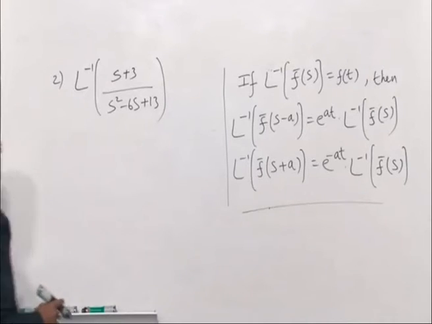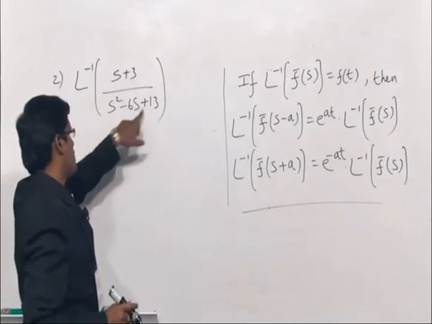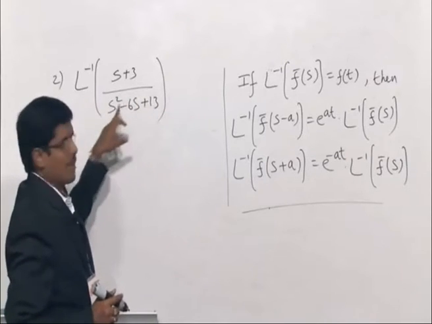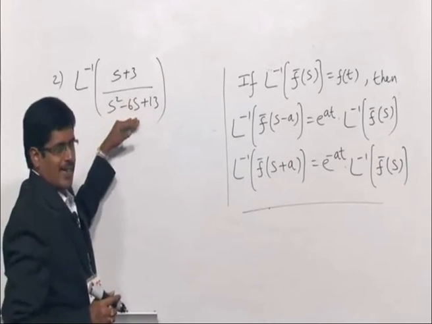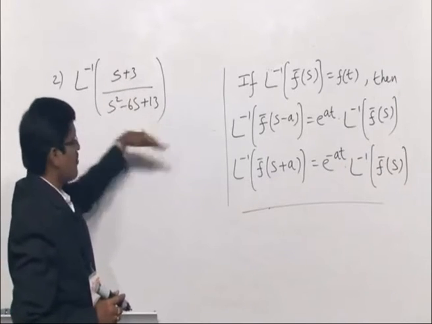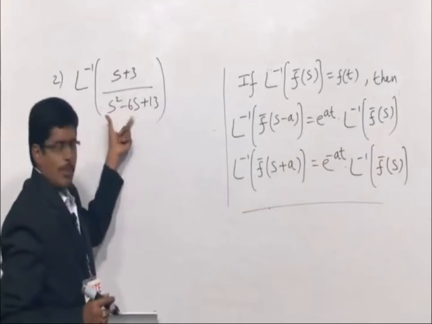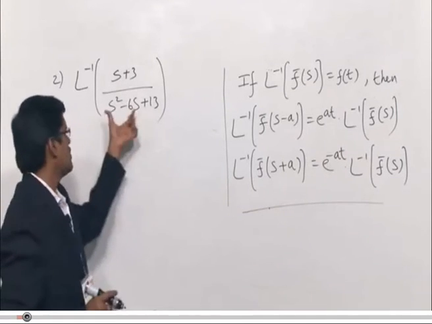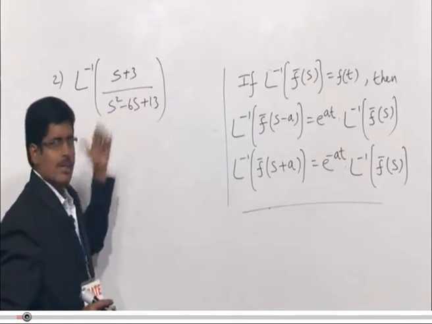Now see the second problem. The numerator is in s plus a form, but the denominator is not directly s plus a or s minus a. So first check whether the denominator obtains factors. If you obtain factors, then the partial fraction method is allowed. Otherwise, use the first shifting theorem, provided the denominator is in the form of a perfect square, that is, a plus b whole square or a minus b whole square.